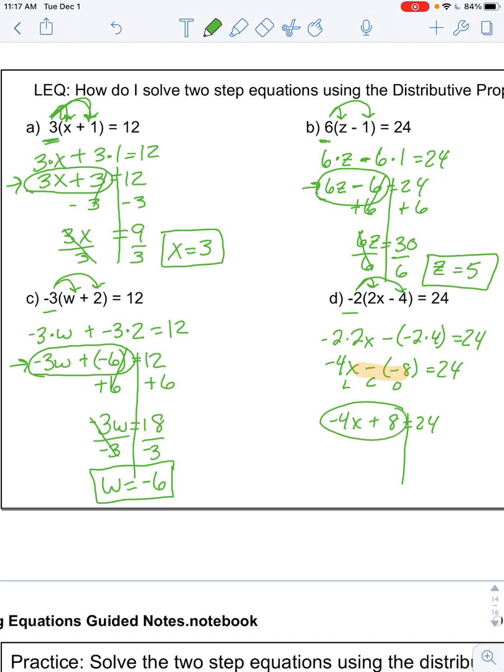Locating the side with the variable, adding or subtracting the number without the variable first. So we got negative 4x equals 16. Negative 4 times x equals 16, so we need to do the opposite of multiplication, which is division. So x equals 16 divided by negative 4, which is negative 4.